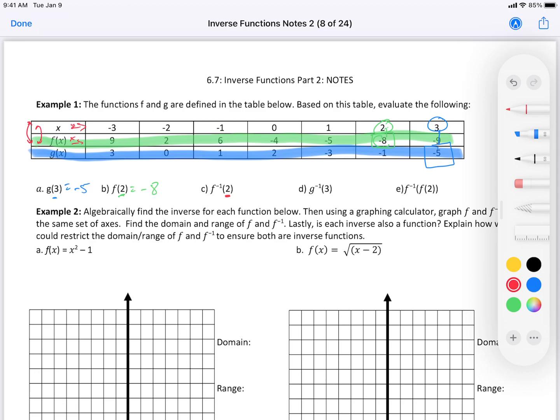So my input is 2, which means I go to my x's. Now this becomes my input, and the output of the inverse should be -2. So essentially you read the chart backwards if you're trying to use the inverse.